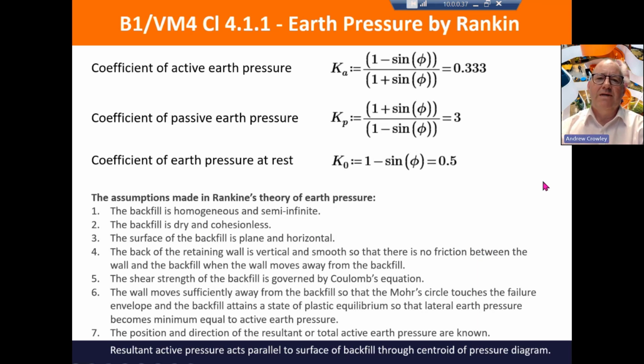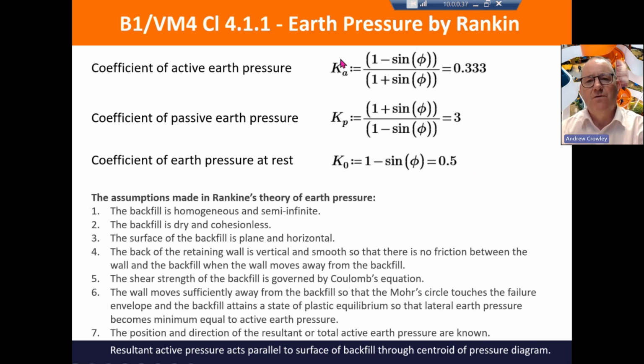So there are a number of ways of calculating the earth pressures on the retaining wall, and this is probably the simplest, presented by Rankine. And so you have the coefficient for active pressure, Ka, given by the simple formula here. Similarly, you've got Kp, which is pretty much the inverse of Ka, and where you've got the coefficient of pressure at rest, that's an even simpler formula given there.